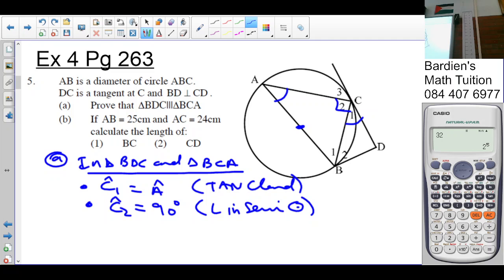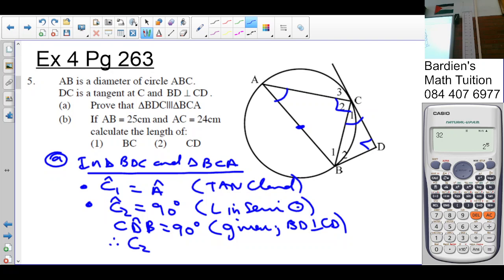Then angle D, which is CDB, or just angle D, is 90. Why is that 90? Because it's given. Given what? That BD is perpendicular to CD. Okay. So therefore, C2 is equal to CDB, which is equal to 90 degrees. Alright.